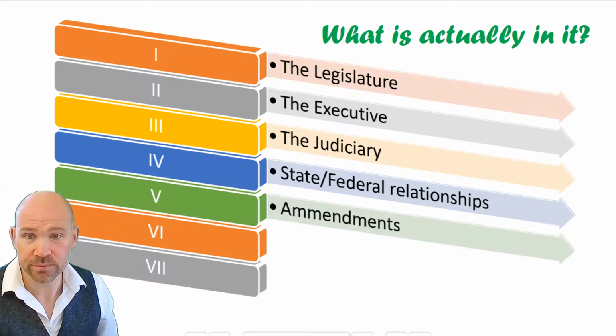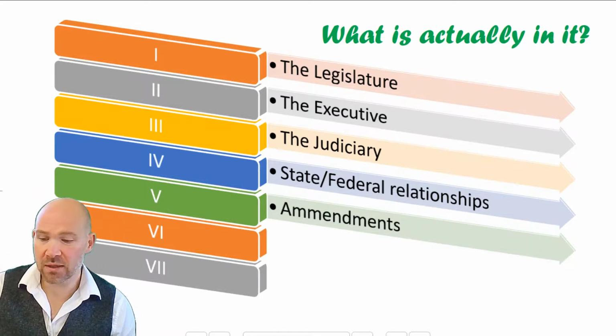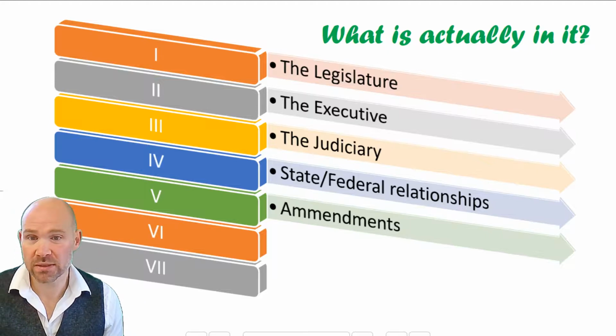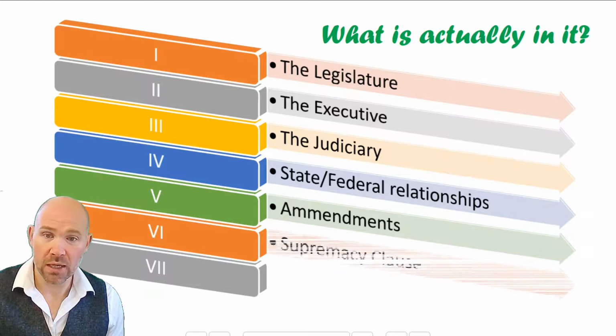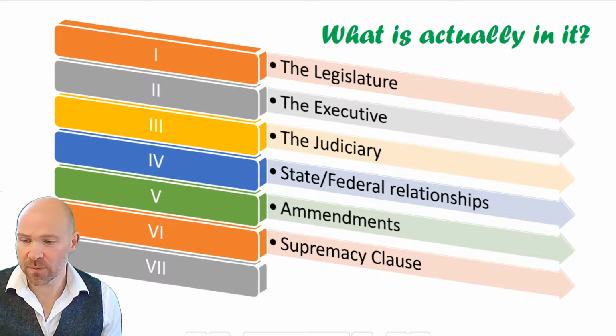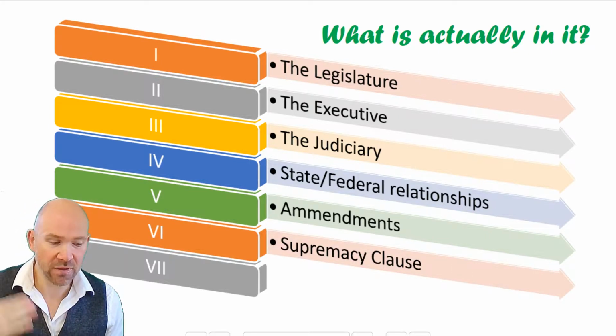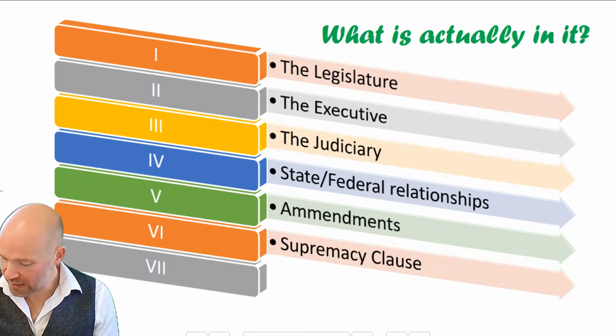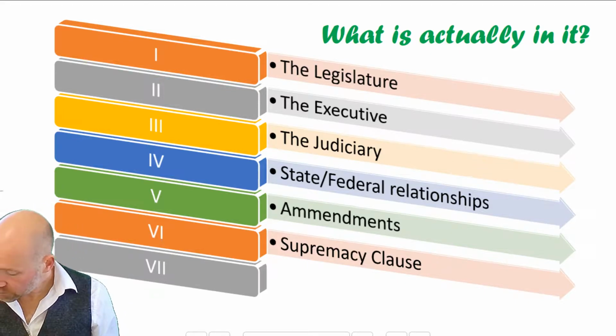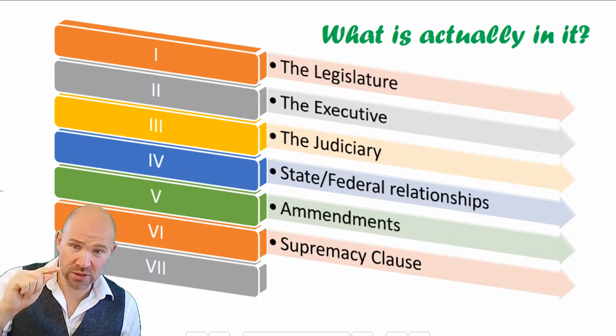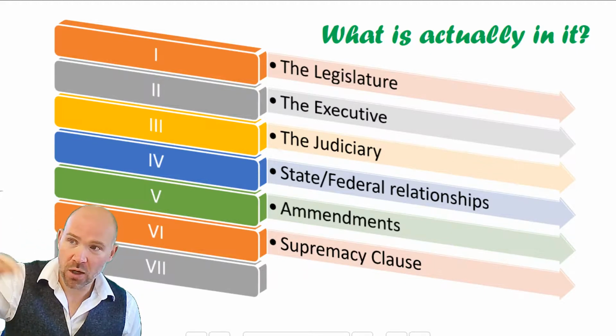Article 5 deals with the amendment process. How is the Constitution going to be changed? Whose permission do you need? And we'll cover that more in the next video. And there's also this thing called a supremacy clause, which says that anything in the Constitution and anything in the federal laws actually does overrule the state law.